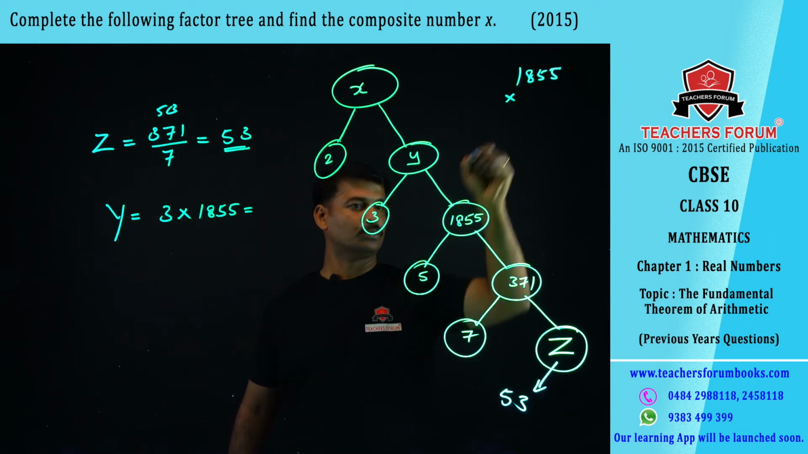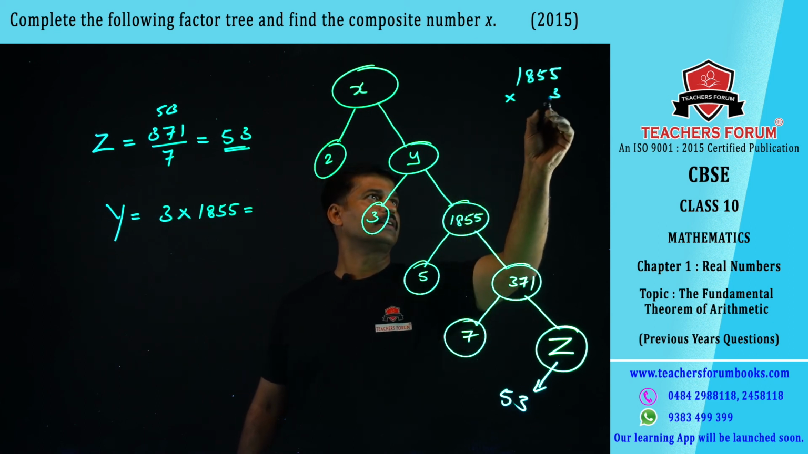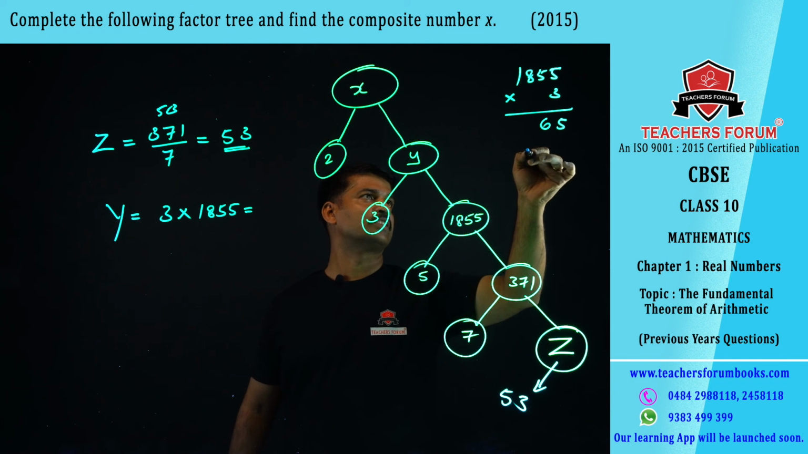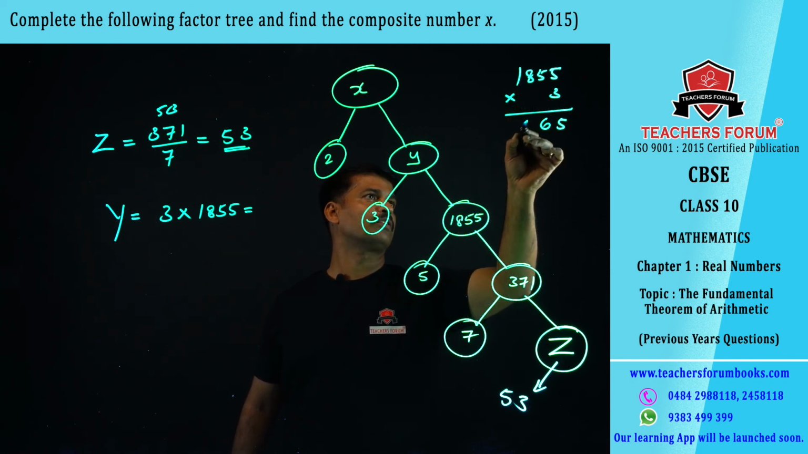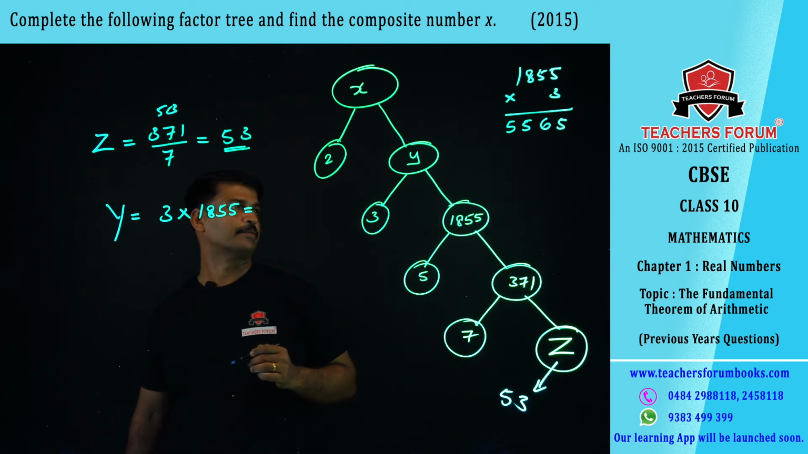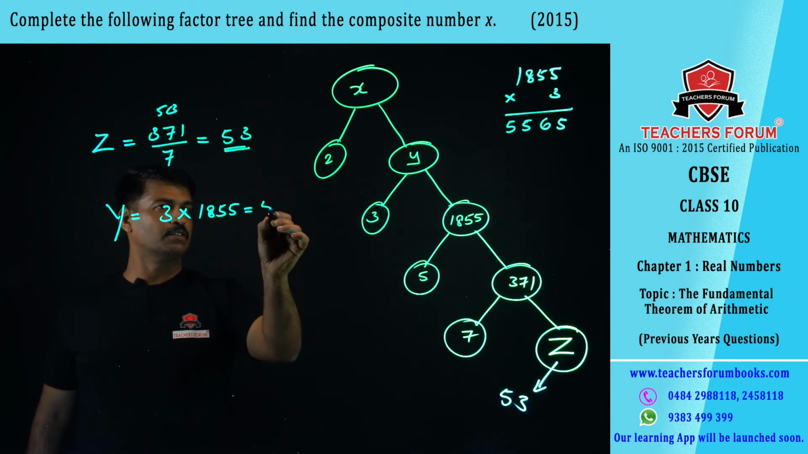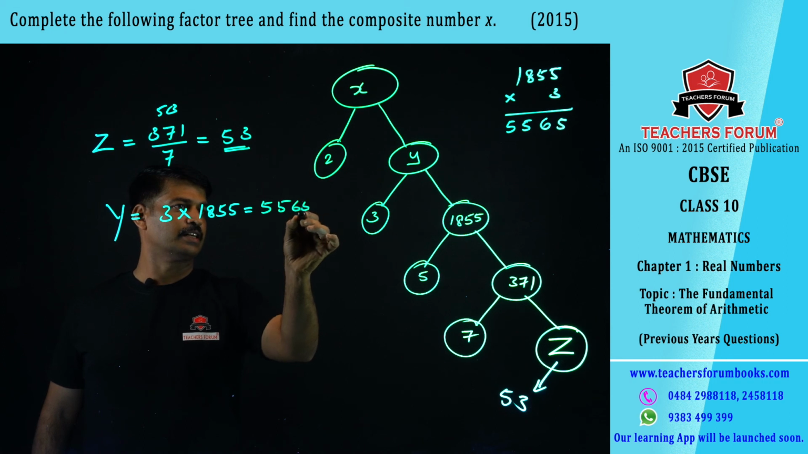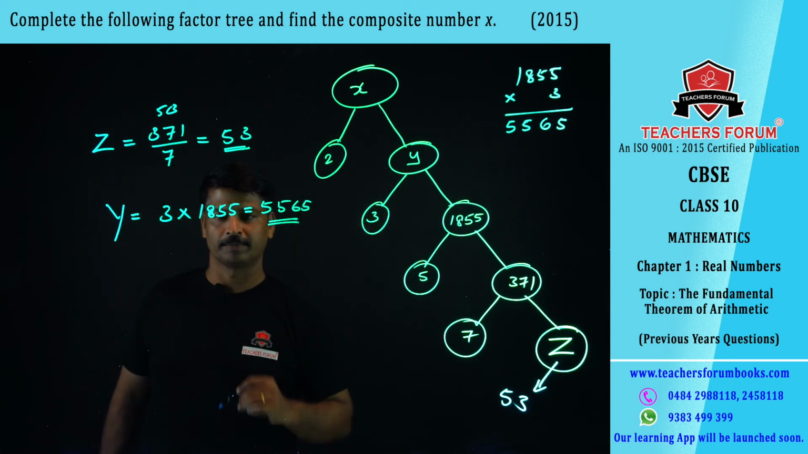1855 into 3: 5 3s are 15, 5 3s are 15 plus 1 is 16, 8 3s are 24 plus 1 is 25, 3 plus 2 is 5. That is 5565. That is the value of y.